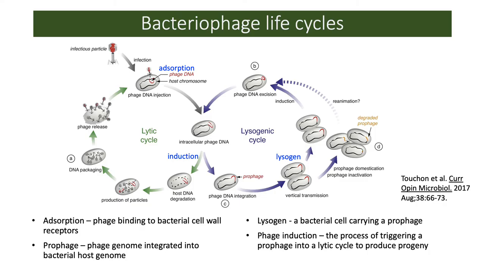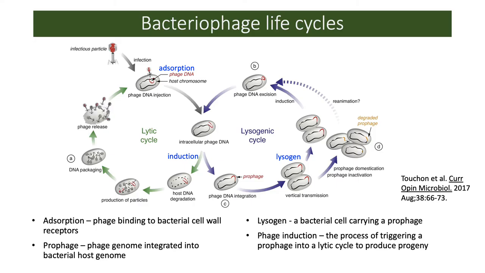Now, I've talked a lot about lysis and a little bit about the lysogenic cycle. This diagram very nicely illustrates what a lytic and a lysogenic cycle are. Starting at the top, we see an infectious phage particle. It will then adsorb to a phage receptor on the bacterial cell wall. This phage receptor tends to be a feature that is found on the bacterial cell wall. After adsorption, the phage will then inject its DNA into the bacterial cell.